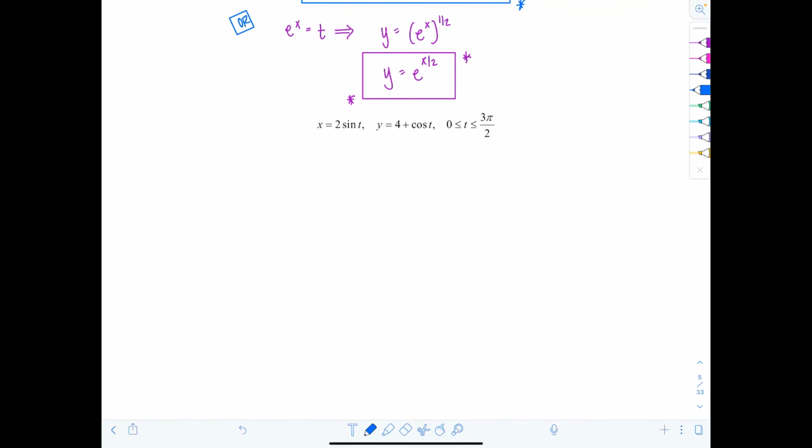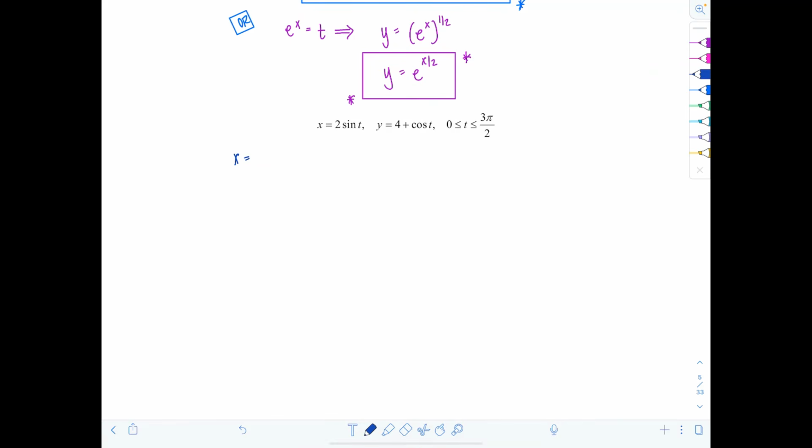Next example, x equals 2 sine t, y equals 4 plus cosine t, and t is bounded between 0 and 3 pi over 2. So we're going to use the same technique that I showed you in the previous example, where we use the Pythagorean identity. In this case, we just have to do a little bit different style of rearranging.